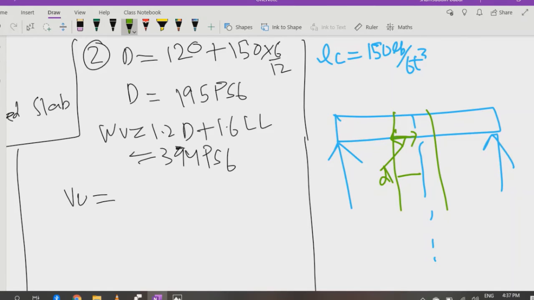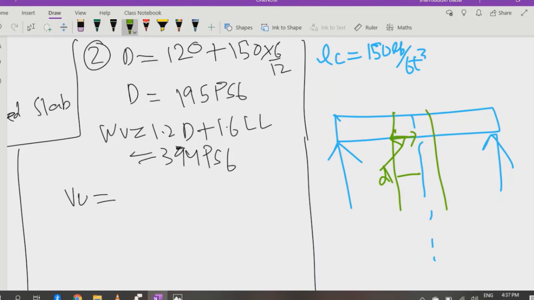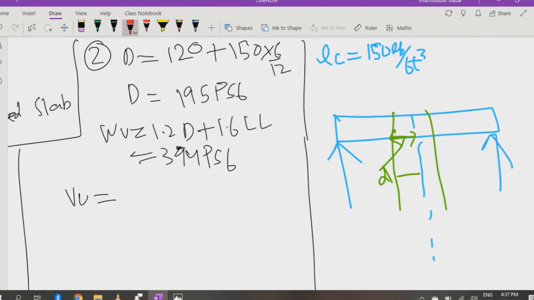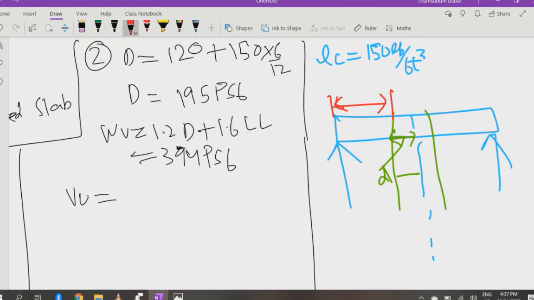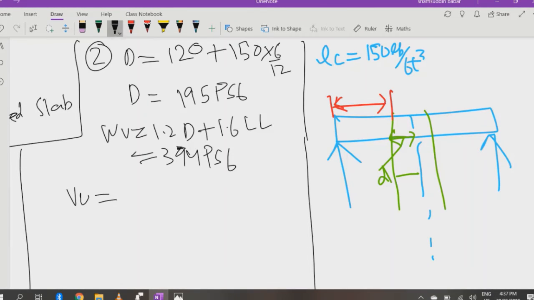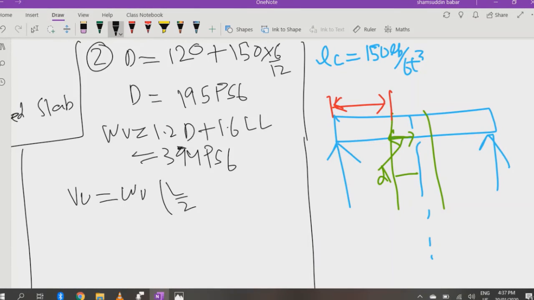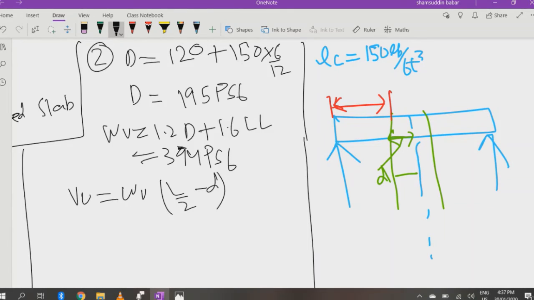To calculate the shear, we have to multiply our factored load with this distance. Now our distance to calculate the shear will be this. We need this distance. So the formula for shear is equal to Wu multiplied by L by 2 minus d. How do I get this d?